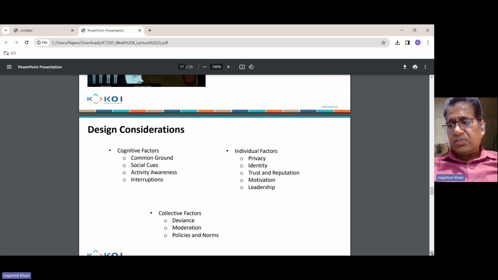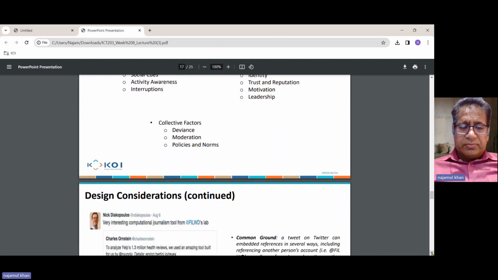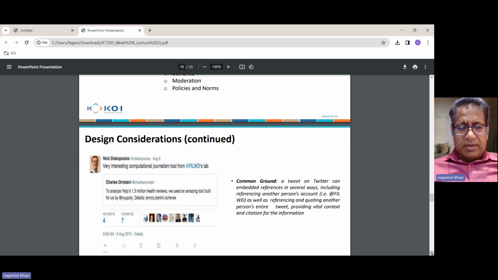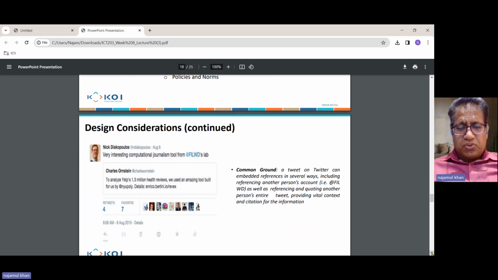So there are a few things here which need to be taken into consideration. They are important. As designers, we look at different things from different perspectives. We don't leave anything behind. We cover everything to ensure how these things can and should be worked on. These are important things. Now, when we're talking about design considerations, guys, here is a page from Twitter showing how to achieve common ground.